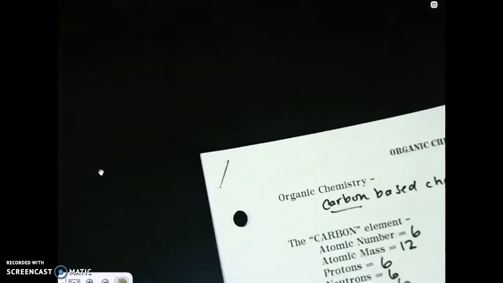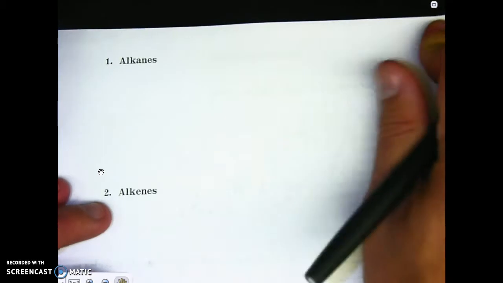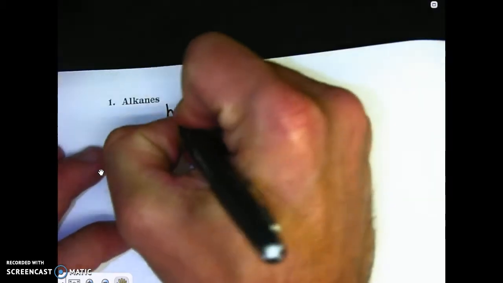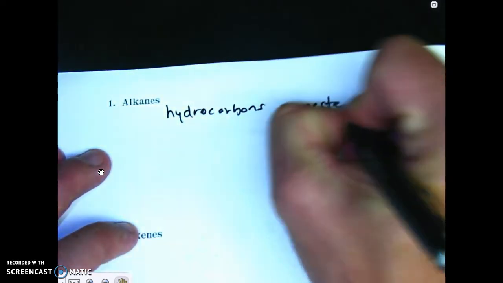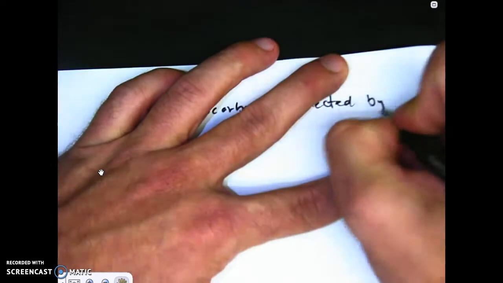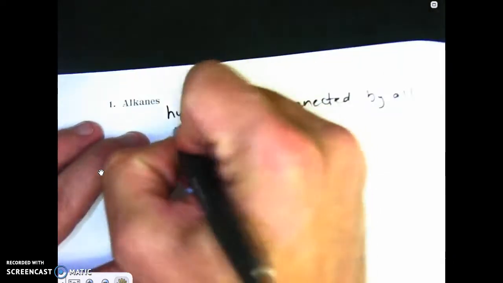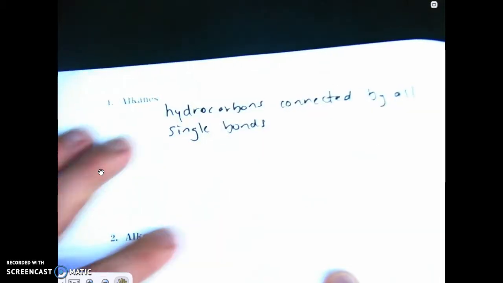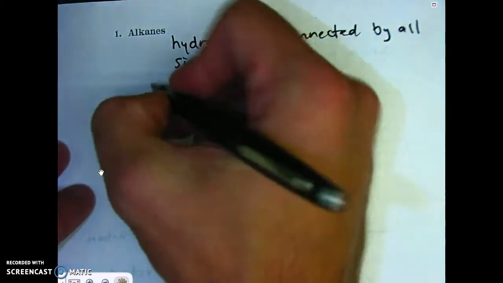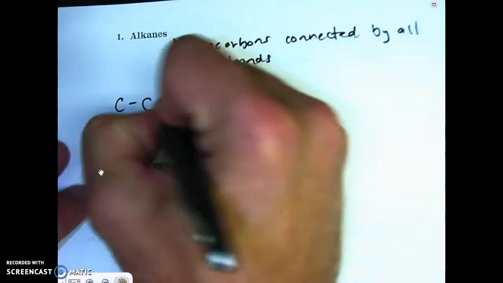So on the next page, you have the first of three categories that we are going to talk about. Alkanes are hydrocarbons connected by all single bonds. So for example, let's draw something that looks like this.